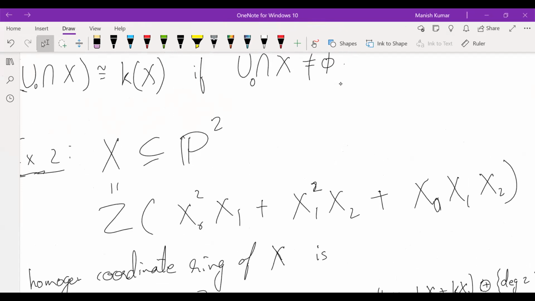Is the zero set of this a variety? A projective variety? Yes, because it's homogeneous. So what is the condition for something to be a projective variety? It should be the zero set of a homogeneous polynomial. That's it. It is not a prime ideal, right? It should be a prime ideal as well. The ideal generated by this should be prime. Is that a prime ideal? No, it's not.